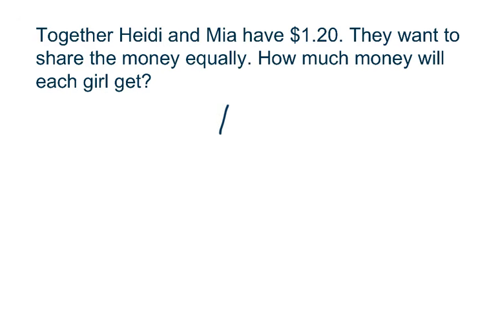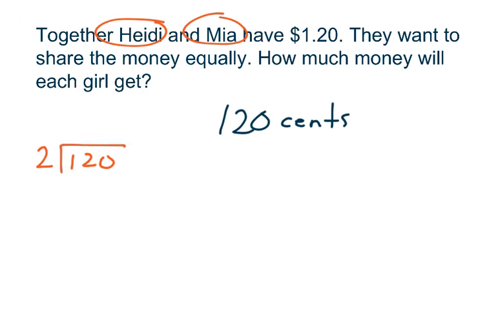$1.20 is really just 120 cents. So I can take 120 cents and divide it by 2 girls, because there are 2 girls here. If I did that, I would take my 2 and my 120 and divide. 2 goes into 12 6 times, 2 times 6 is 12. I subtract, and I'm left with 0. I bring down my 0, and 2 goes into 0 zero times. I'm left with 60 cents. So each girl would get 60 cents.